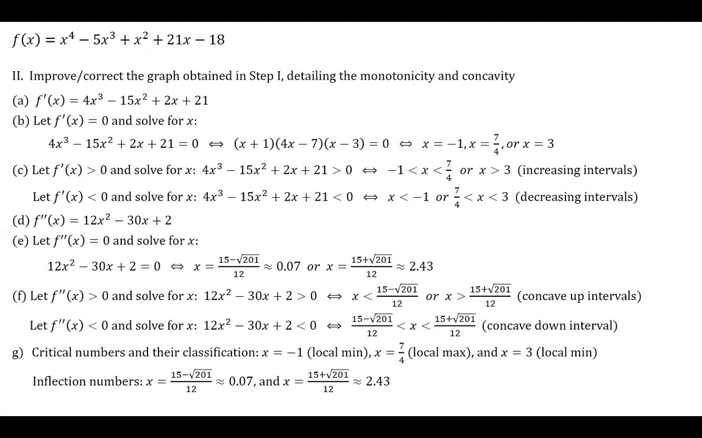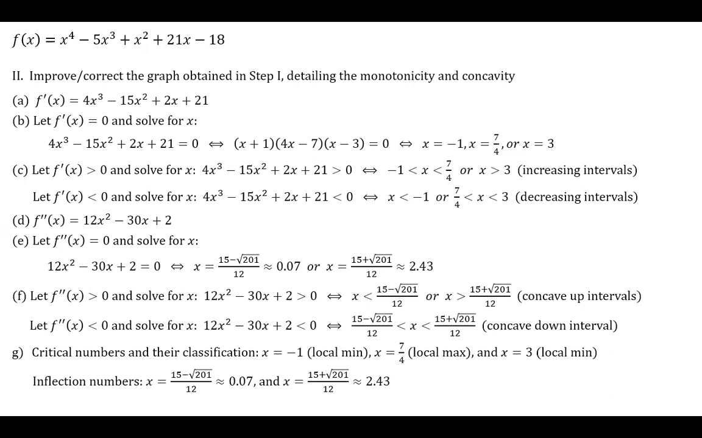Then we can find its critical numbers and their classification. Note that in order to classify the critical numbers, you need to check the first derivative before and after each of the critical numbers, right? First of all, when x equals -1, the first derivative is 0. Before and after x equals -1, the first derivative changes sign from negative to positive, right? Therefore, x equals -1 is a local minimum.